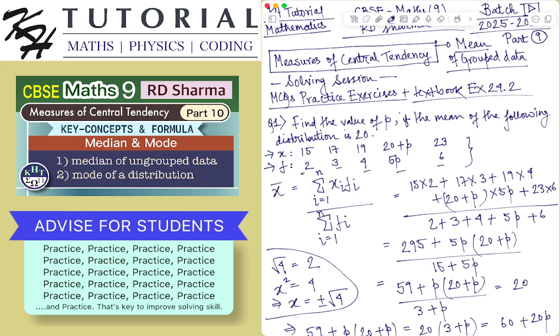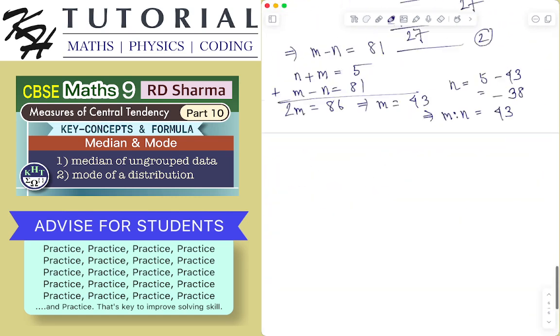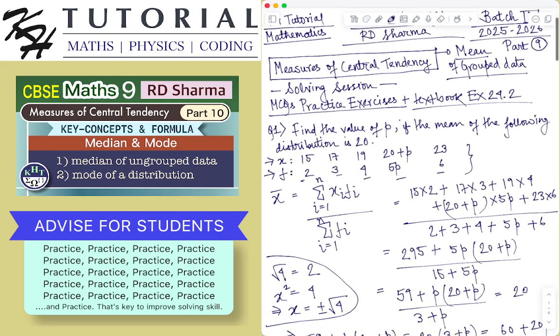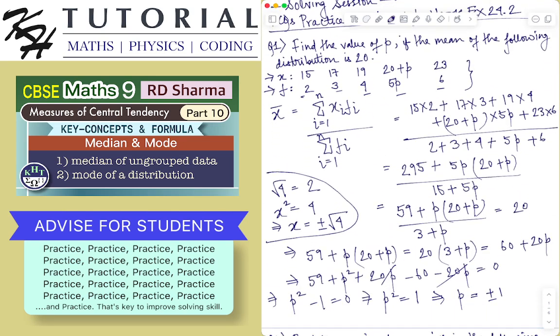Now applying the formula of mean, in solving for p we were getting p square is equal to 1. Now I said that p is equal to plus minus 1. In general, whenever you solve an equation for a variable, let's say you have x square is equal to k, then the solution of x is equal to plus minus root over k.